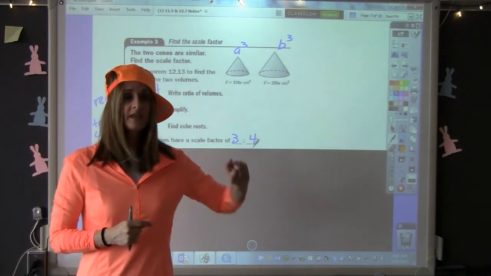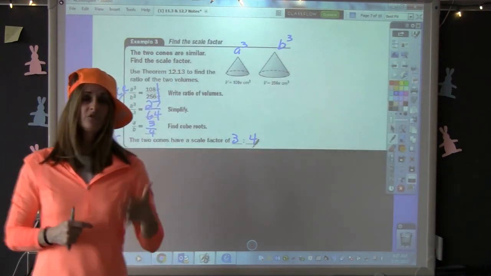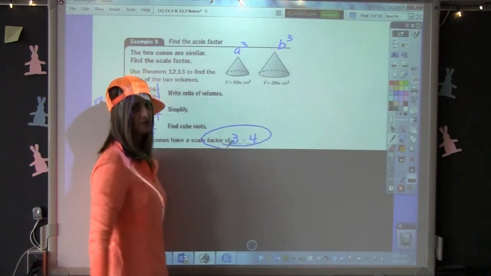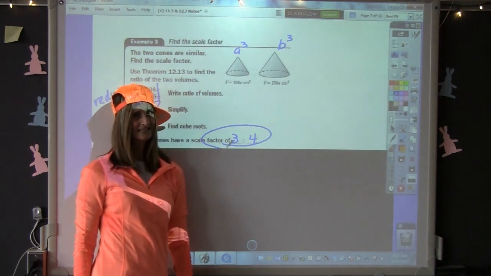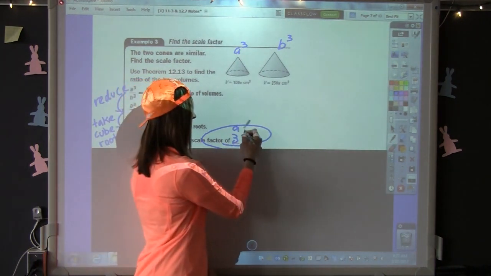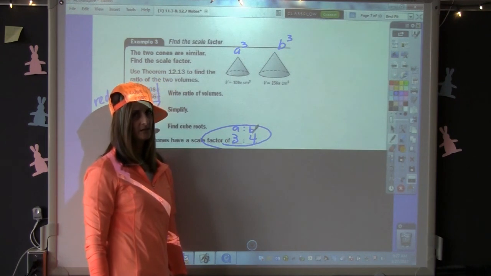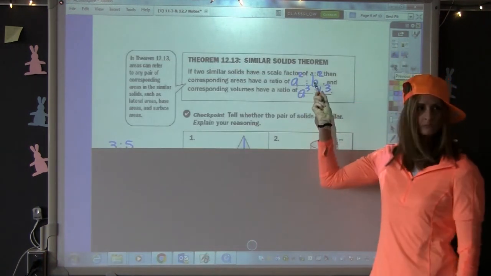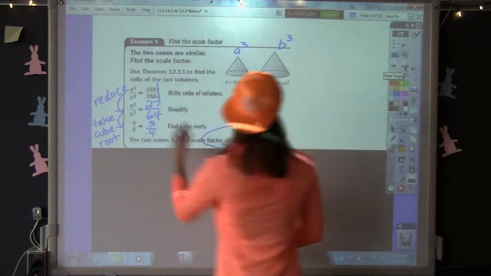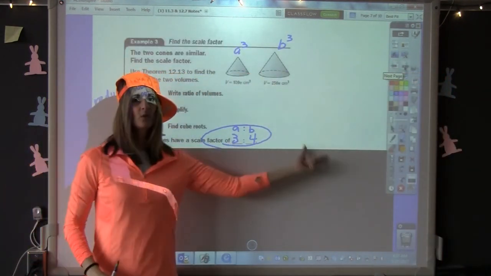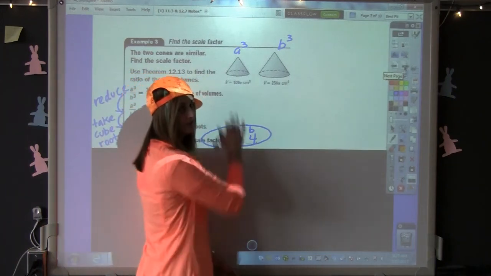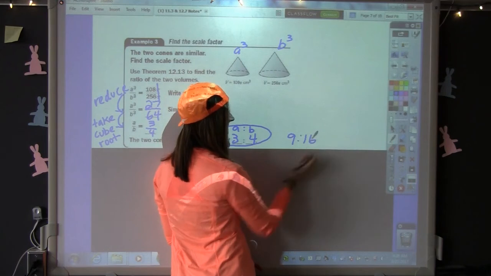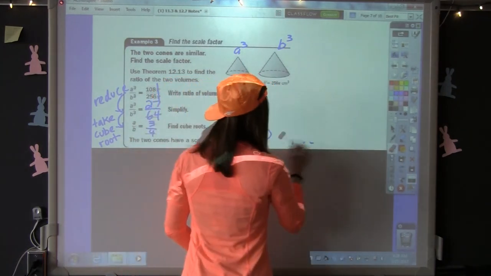The trickier ones are when they give you the volume and ask you for the ratio of the surface areas. If you found the scale factor is 3 to 4, what's the ratio of the surface areas? This is A to B. You'd have to take the cube root first and then square it. So the ratio of the surface areas of these two cones would be 9/16. So that's really it.